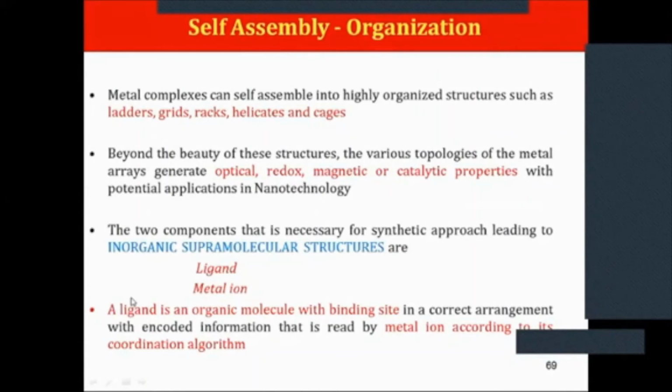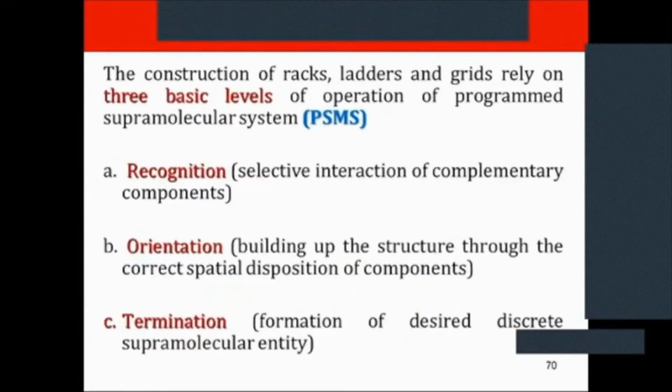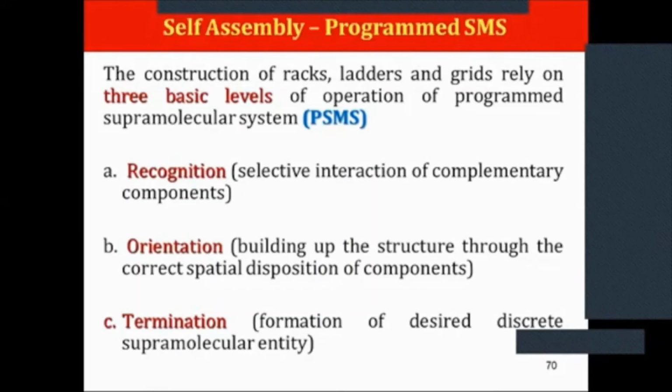Mainly, they are constructed with two things. One is the ligand, an organic molecule. The other one is the metal ion. And see here, they have three basic levels. One is regulation. So they have the selective interaction of complementary components, as I told, the shape, size, cooperativity, complementarity, and chemistry between the two, the ligand and the metal. Second one is orientation, how they orient into what type of structure. The third one is after building up the structure, they terminate to the desired discrete supramolecular entities.